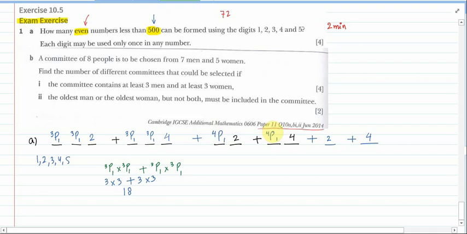Alright class, now we need to solve it. So 4P1, it's 4 times 2 is 8. No, not 4 times 2, it's only 4P1, which is 4, and 4P1 is equal to 4. So we need to add 4 plus 4, 8.